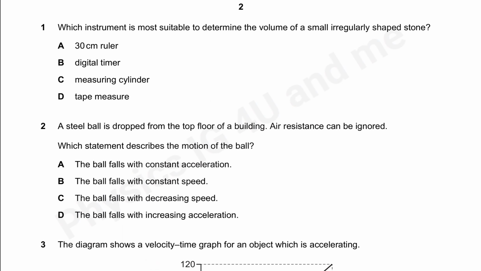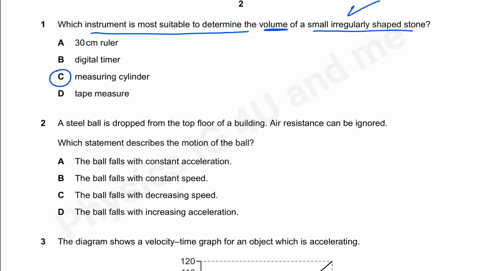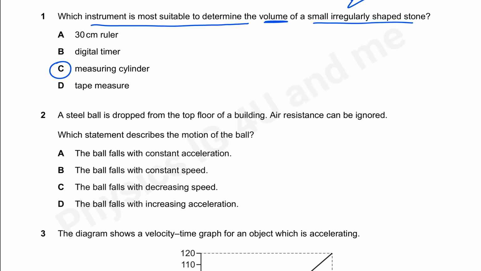It says, which instrument is most suitable to determine the volume of a small irregular shaped stone? For an irregular shaped stone, we know that we use a measuring cylinder where we place the stone inside the cylinder, so there will be an increase of the volume of water. The difference in volume of water will give me the volume of the irregularly shaped stone.